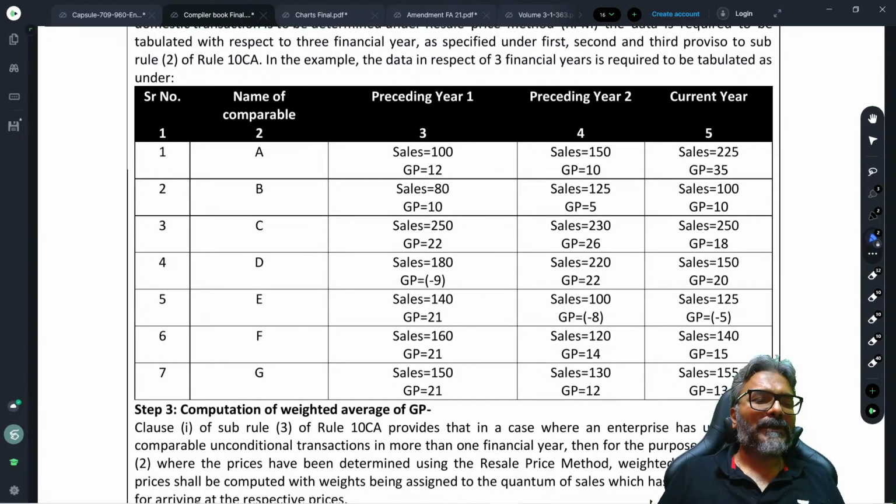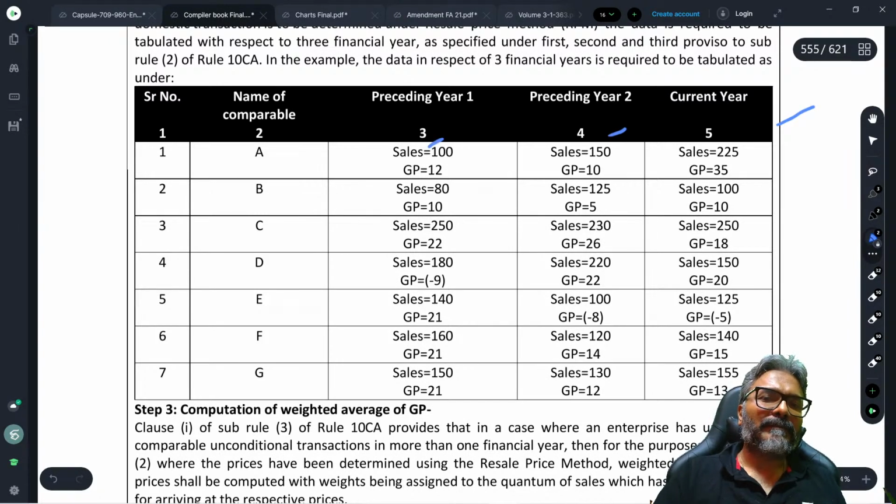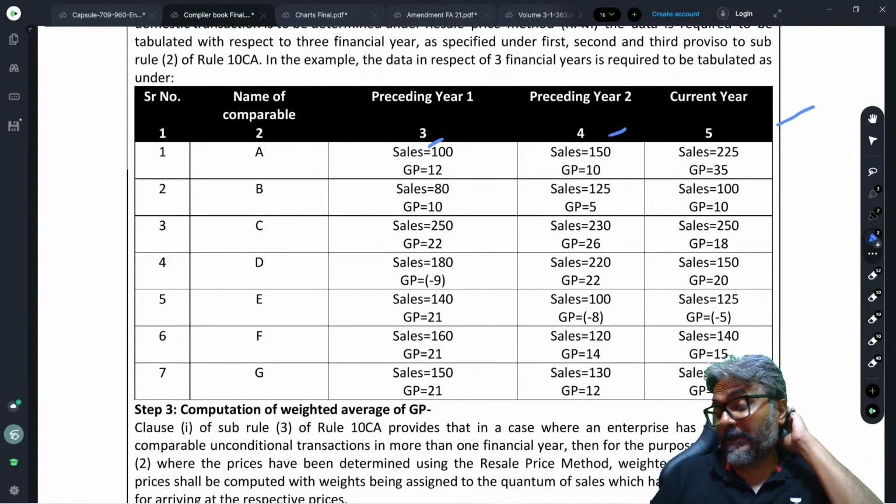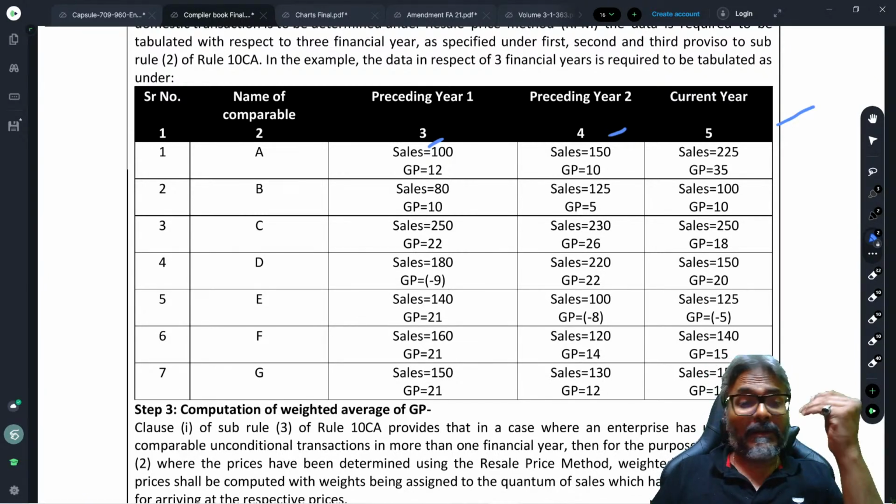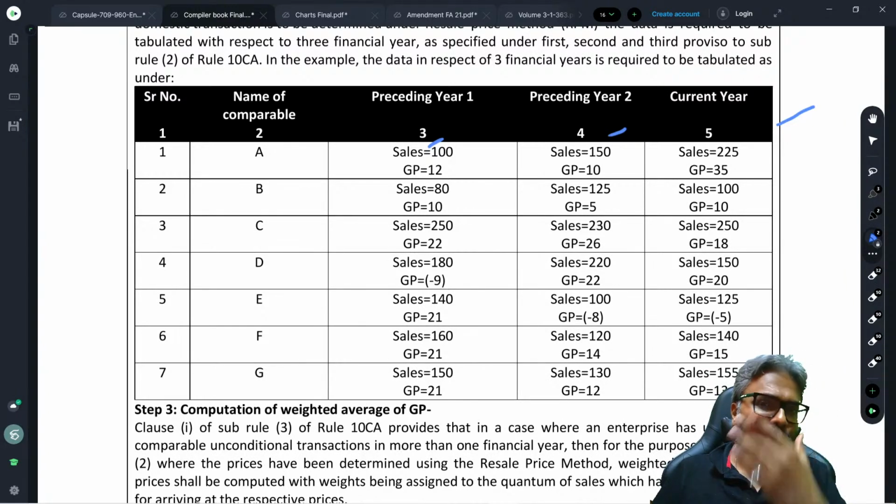So what they are mentioning to you here, the comparable has been given to you, 127. The name of the comparable has also been mentioned to you, students. Now there is a current year and then the last 2 years, preceding 1 year and preceding 2 years. Now see how things go here, students. The comparable is 7. You have been given the current year data. Now in the resale price method, we require the uncontrolled comparable transaction.